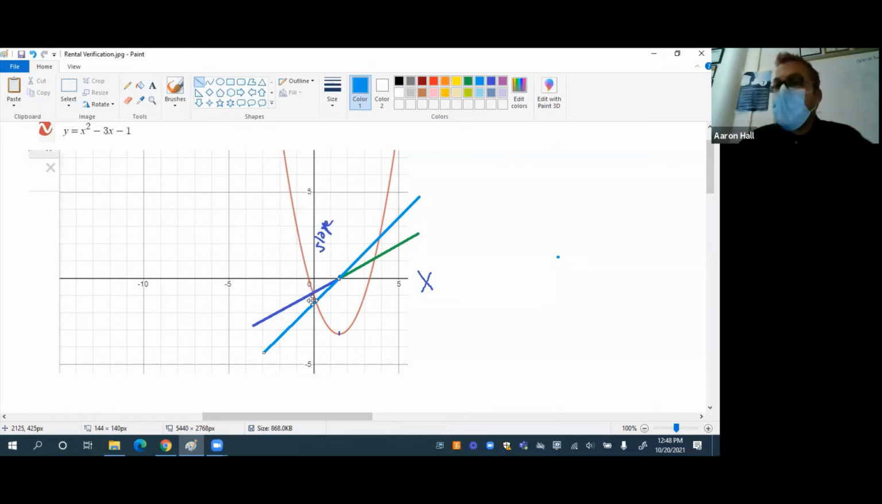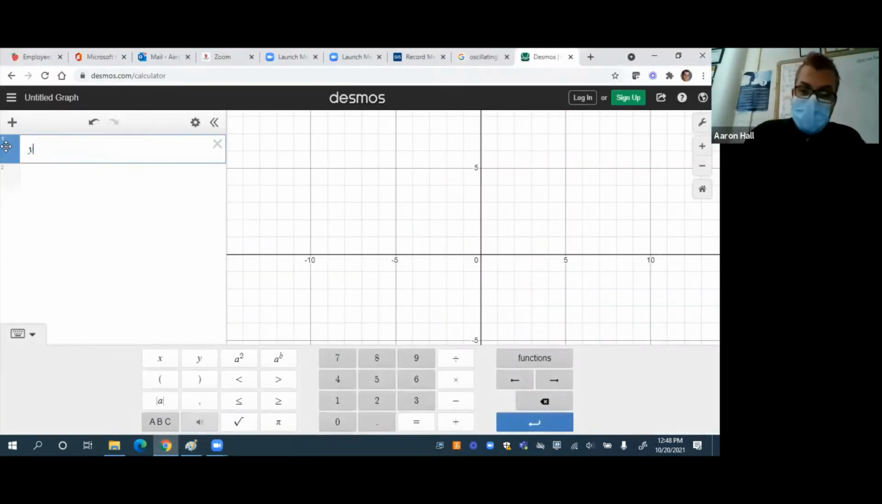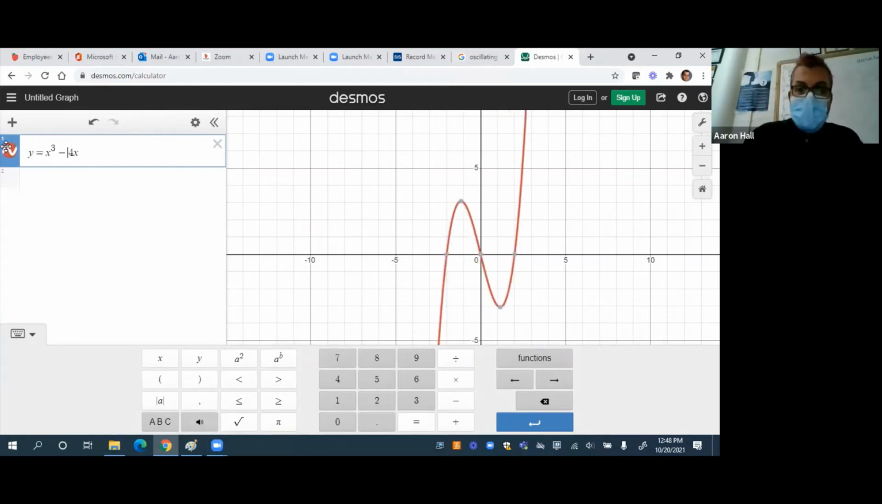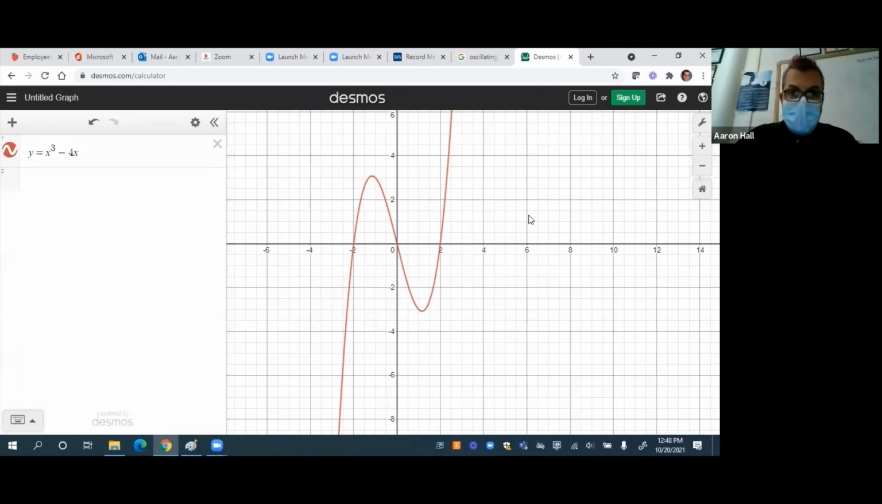Any guesses, if my function is cubic? Yeah, a quadratic should be the derivative. So I have x cubed minus 4x. Yeah, that one looks interesting. So we're going to do this one here. We're doing the same thing.